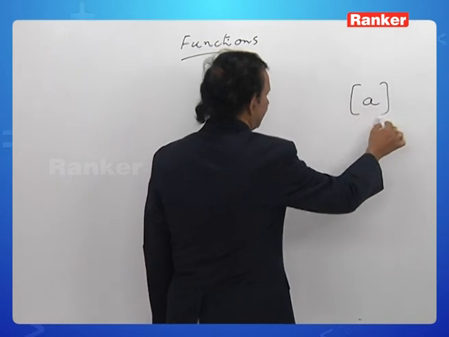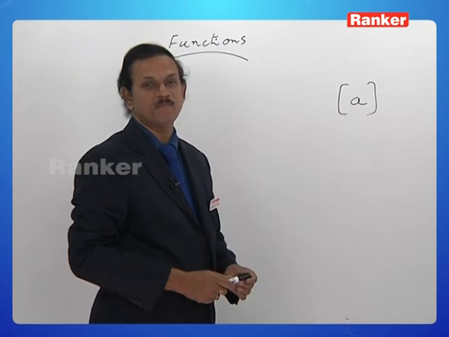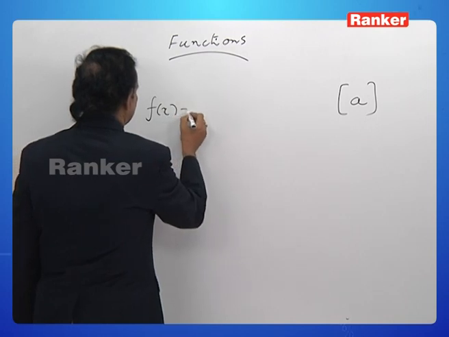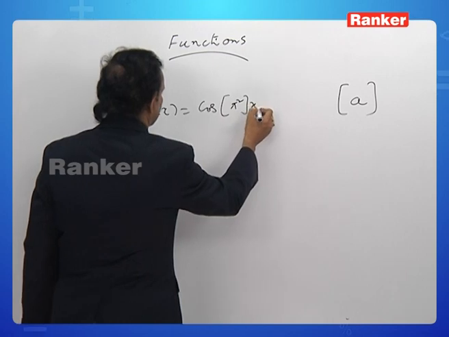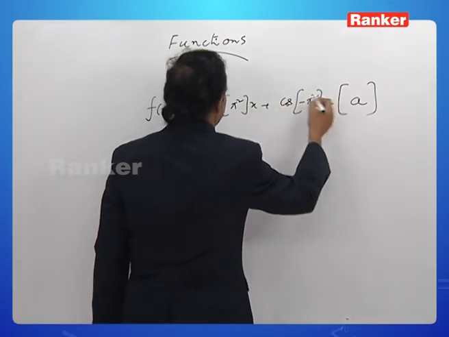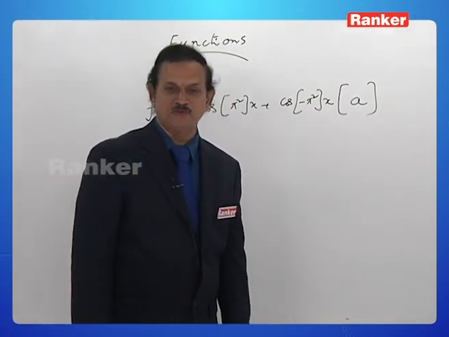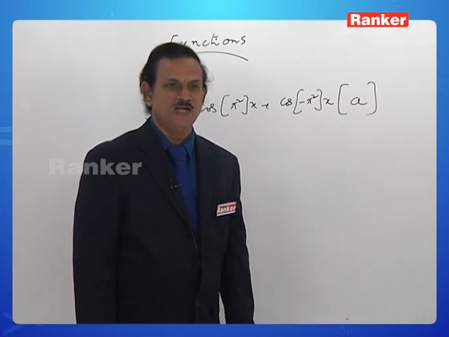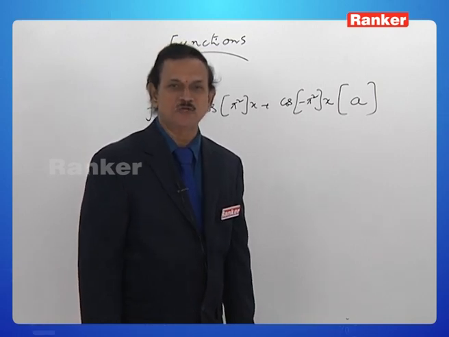Integral part of A is nothing but the greatest integer less than or equal to A. Actual function given here is f of x is equal to cos of integral part of pi square x plus cos of integral part of minus pi square x. Then the first option is f of pi by 2 is equal to minus 1. Second option is f of pi is equal to 1. Third option is f of minus pi is equal to 1. Fourth option is f of pi by 4 is equal to 2.